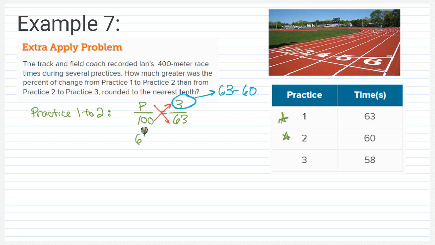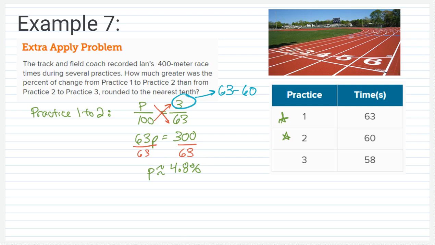So 63P equals 300. Dividing this, we're not going to end up with a nice answer, but it does say to round to the nearest tenth, so we'll do that in this question. Divide by 63, and we find that our percent is approximately 4.8%.